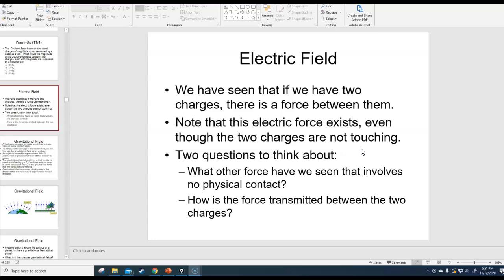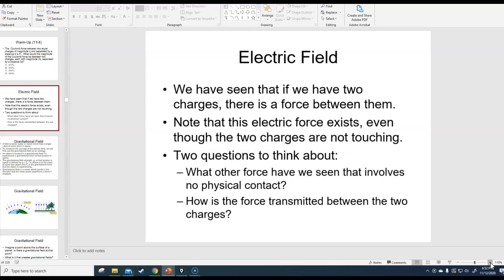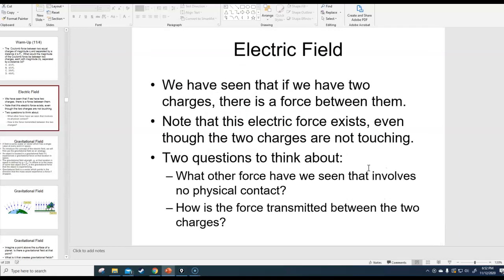Okay, so in this video we're going to start talking about the concept of the electric field, which is going to be a very important concept for the rest of this unit. So far we've been looking at Coulomb's law, which allows us to calculate the electrical force between two point charges. We know that if we have at least two point charges, there's some type of electrical force between them. Notice that this electrical force exists even though the two charges are not physically touching.